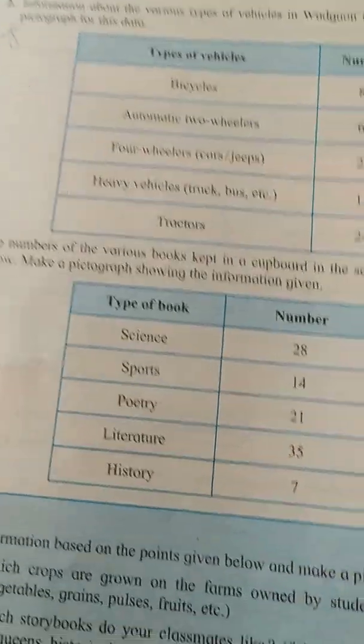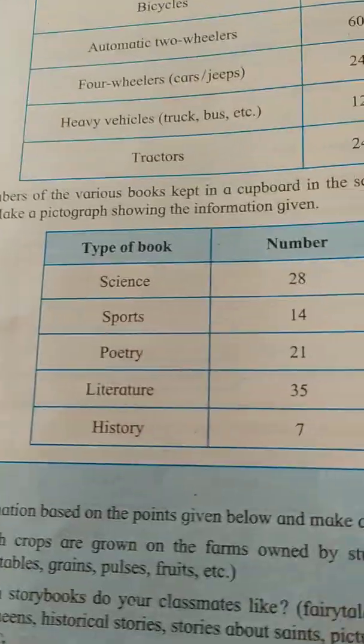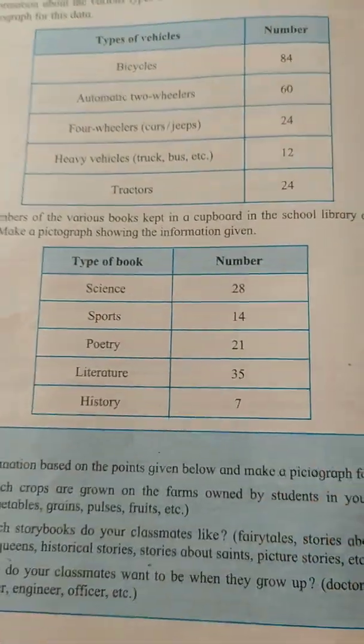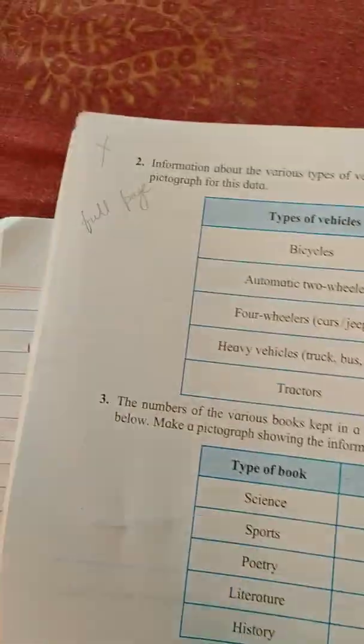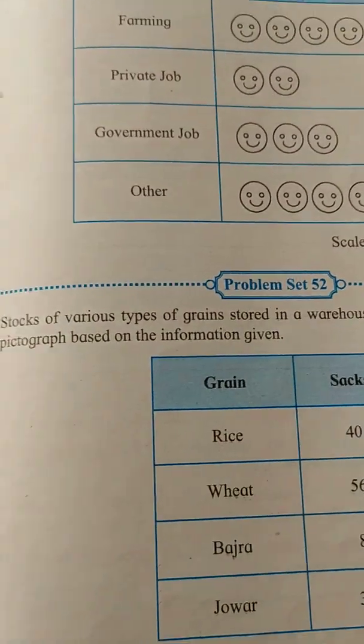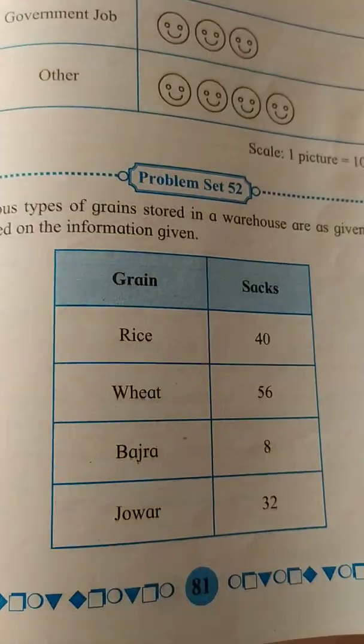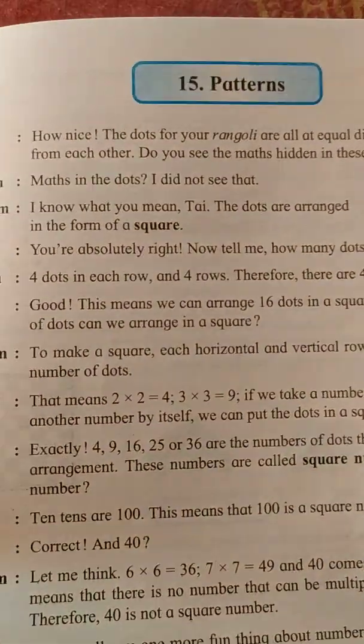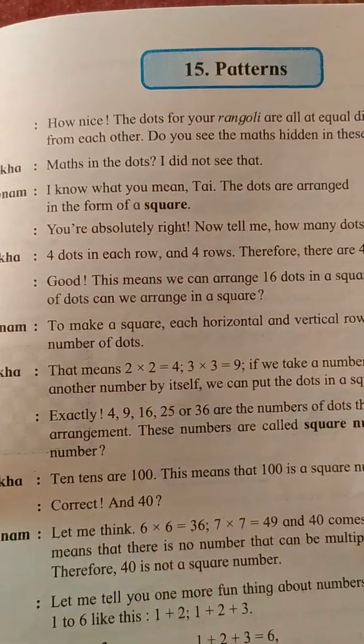Okay. Now question numbers 2 and 3, which are there behind, are again not there, children, for you. So what you have to do from this lesson, the pictograph chapter 14, is only problem set 52, question number 1. That's it. Okay. We will start with the next topic, next lesson, chapter 15, patterns.